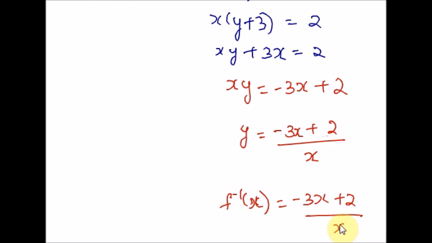Domain has to be x not equal to 0 and range has to be y not equal to negative 3. The domain of the inverse function comes from the fact that the denominator cannot be equal to 0, and the range is obtained from the domain of the original function. Does this make sense to you? This is how we find the inverse of a rational function. Okay, this is a very basic example. Let me take another example and show you.